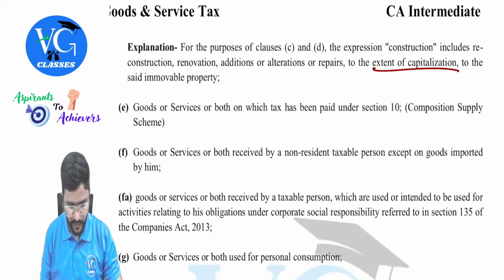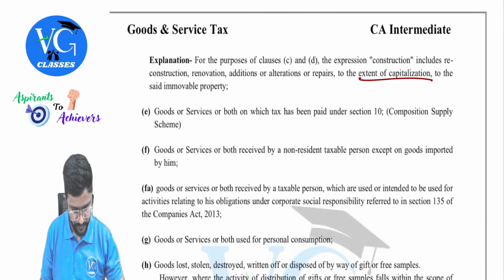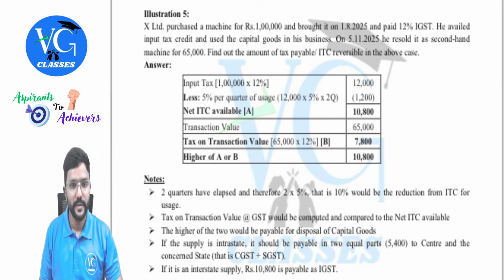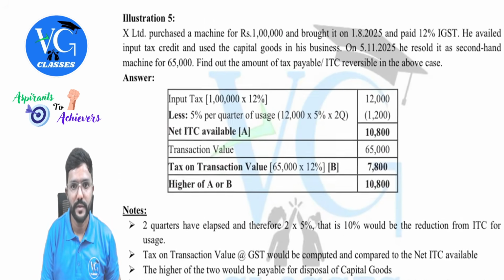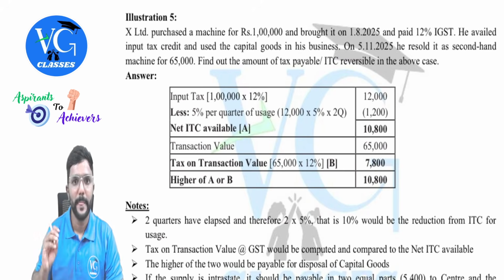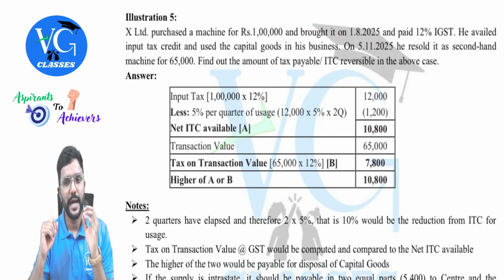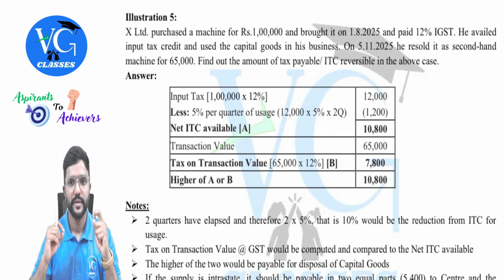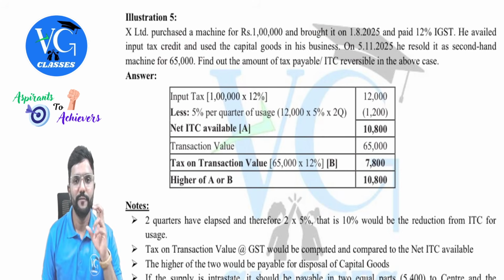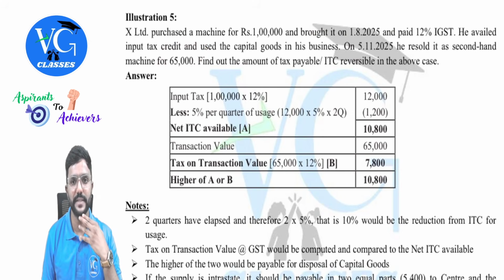I will just try to explain this with an illustration. So this illustration I have given in my provision book. Just observe. X Limited purchased a machine for 1 lakh and brought it on 1st August 2025, purchase date or invoice date, and paid 12% IGST on it, 12,000. He availed input tax credit and used the capital goods in his business. On 5th November 2025, he resold it as a second-hand machine for 65,000 transaction value. Find out the amount of tax payable or ITC reversible in the above case.